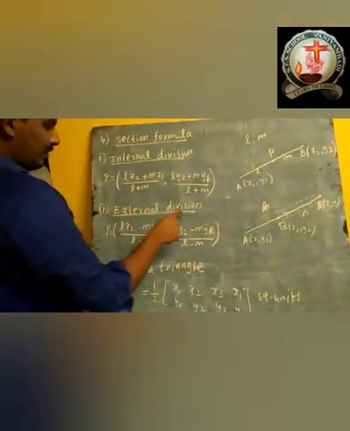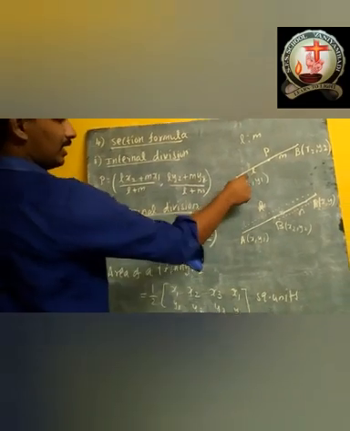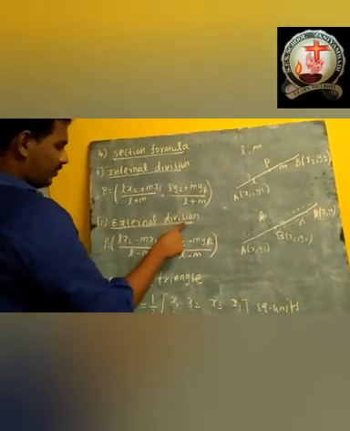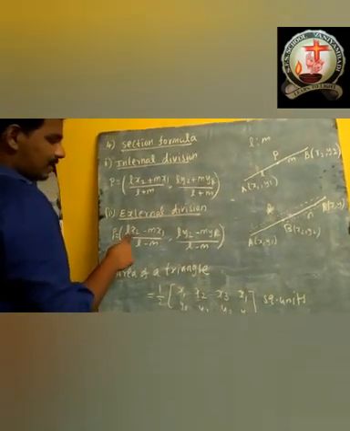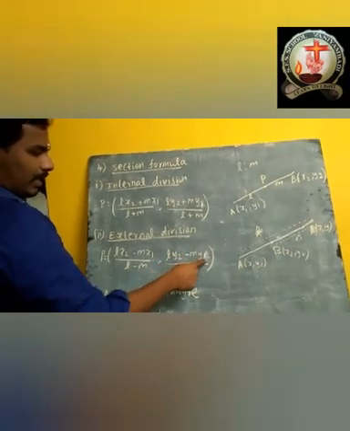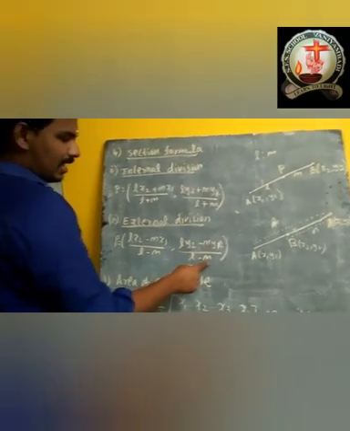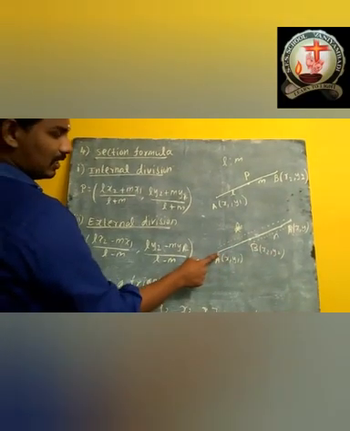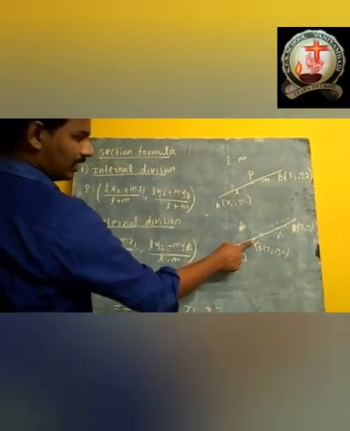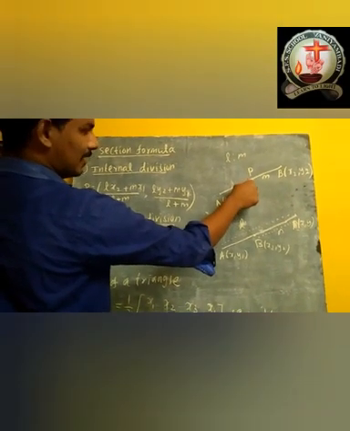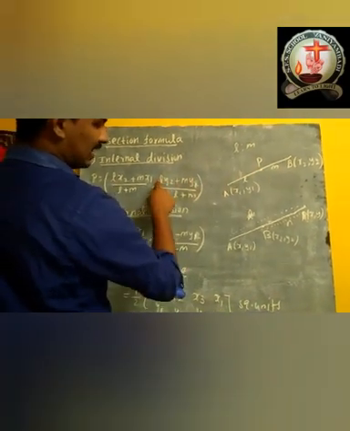Okay. Next, external division. We saw L and M dividing internally, inside. Next, external division: P equals (Lx2 minus Mx1) by (L minus M), (Ly2 minus My1) by (L minus M). This is external division. External means the outside division. See, here is A point, here is B point, but where is the P point? Outside. But here, where is the P point? Inside. That's why they gave internally.